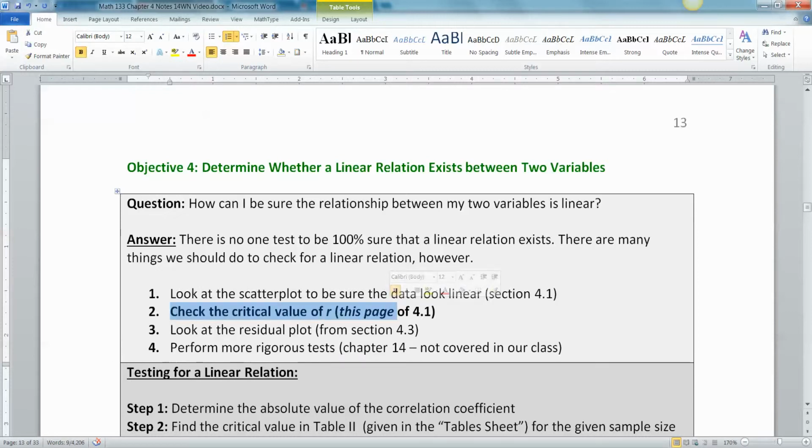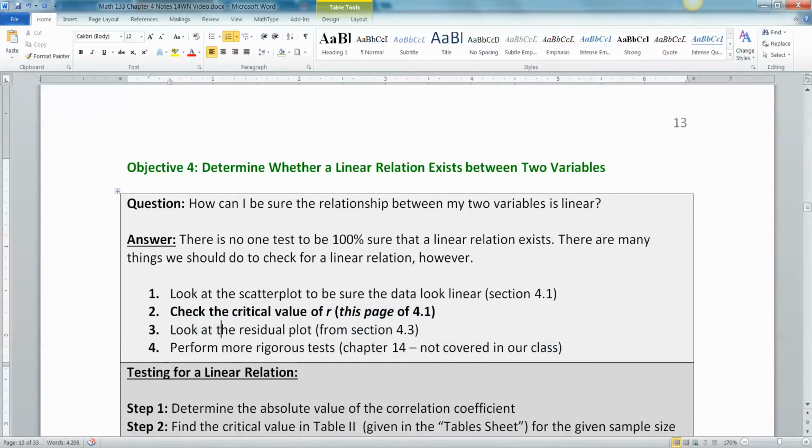I'll explain what that means. The residual plot thing, which we'll learn in section 4.3, and you do some more rigorous stuff, which would be chapter 14, but we're not covering that in this course. That would be like a Stats 2 course. Okay, so all these things in concert kind of help you determine, is it linear or not, right?